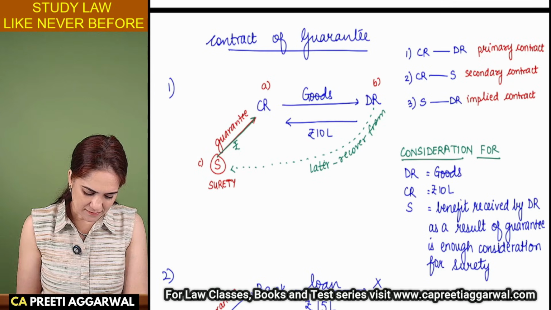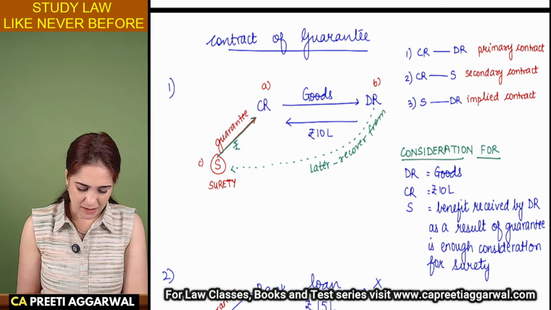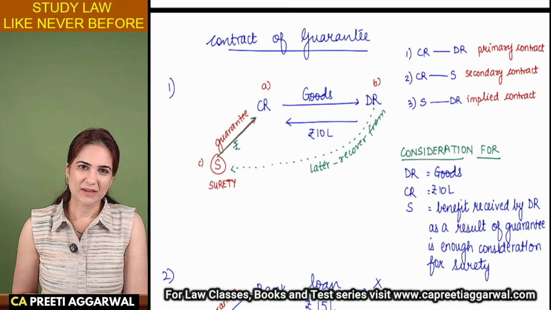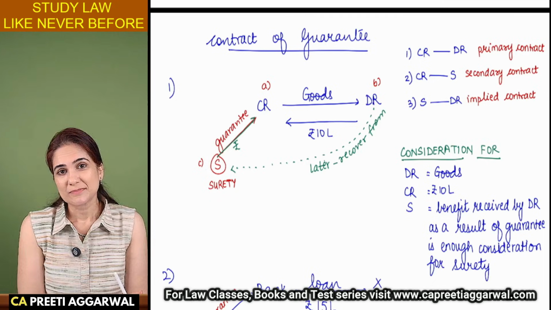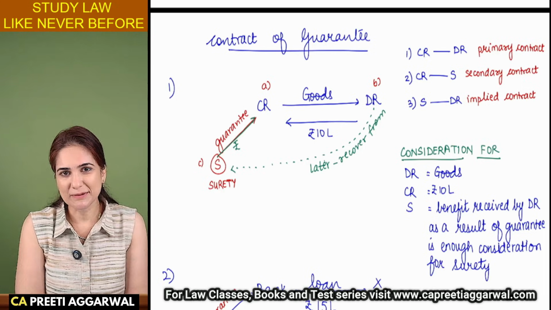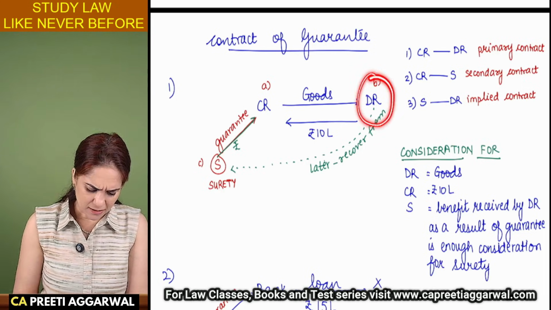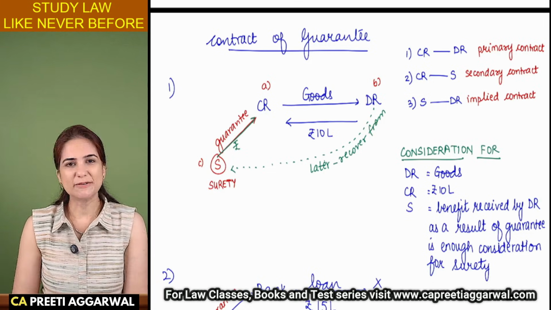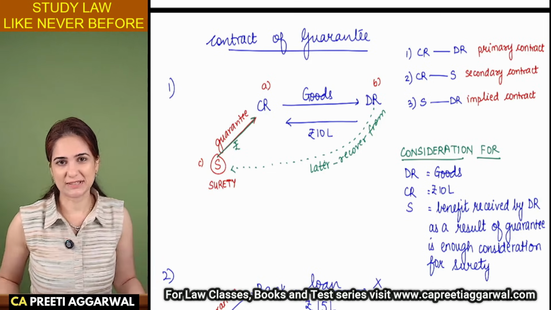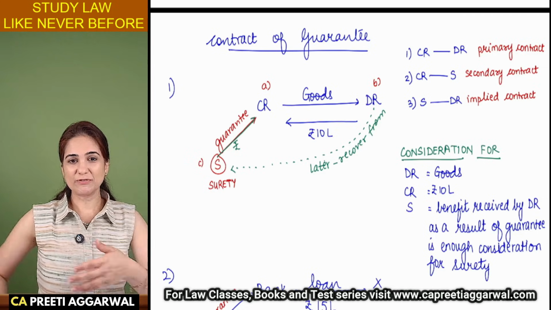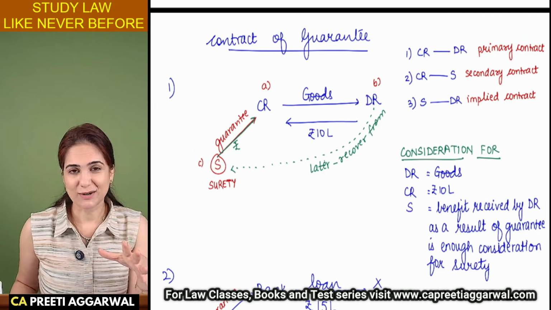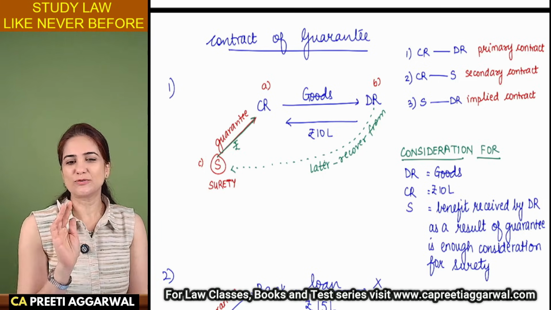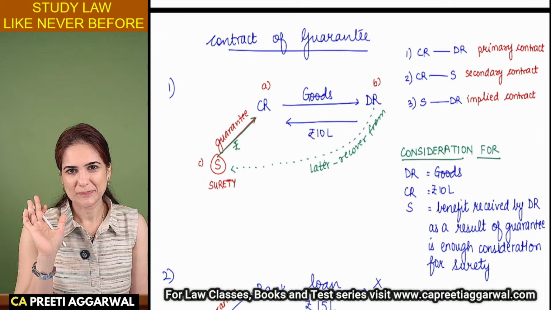A creditor agrees to give goods to the debtor on the condition that he provides a guarantee. What if the debtor defaults? The creditor doesn't want to lose his money. So, he tells the debtor to bring someone who will pay in case the debtor defaults. It's a very high value transaction. You're asking me to give you goods worth rupees 10 lakh on credit. So you bring someone who will guarantee that I will receive the money, that you will pay.